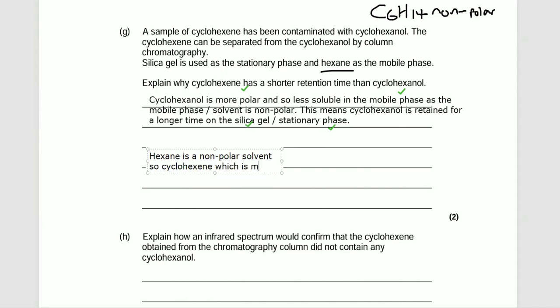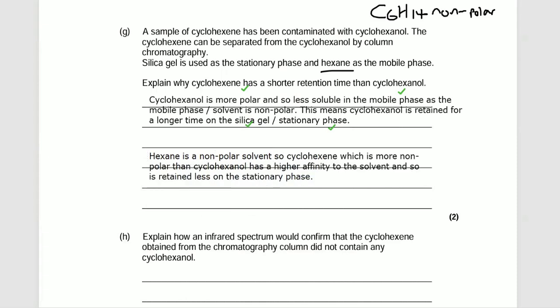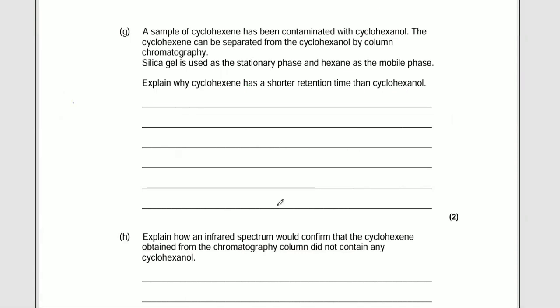Therefore, cyclohexene, which is a more non-polar molecule, doesn't have that hydroxyl bond, that electronegative oxygen and electropositive hydrogen. It doesn't contain that. So it's more non-polar than cyclohexanol. Therefore, it has a higher affinity to the solvent, which is non-polar, the mobile phase. And so it spends less time being retained on the silica gel, which is the stationary phase. So it spends less time on the stationary phase, and that's why it has a shorter retention time.